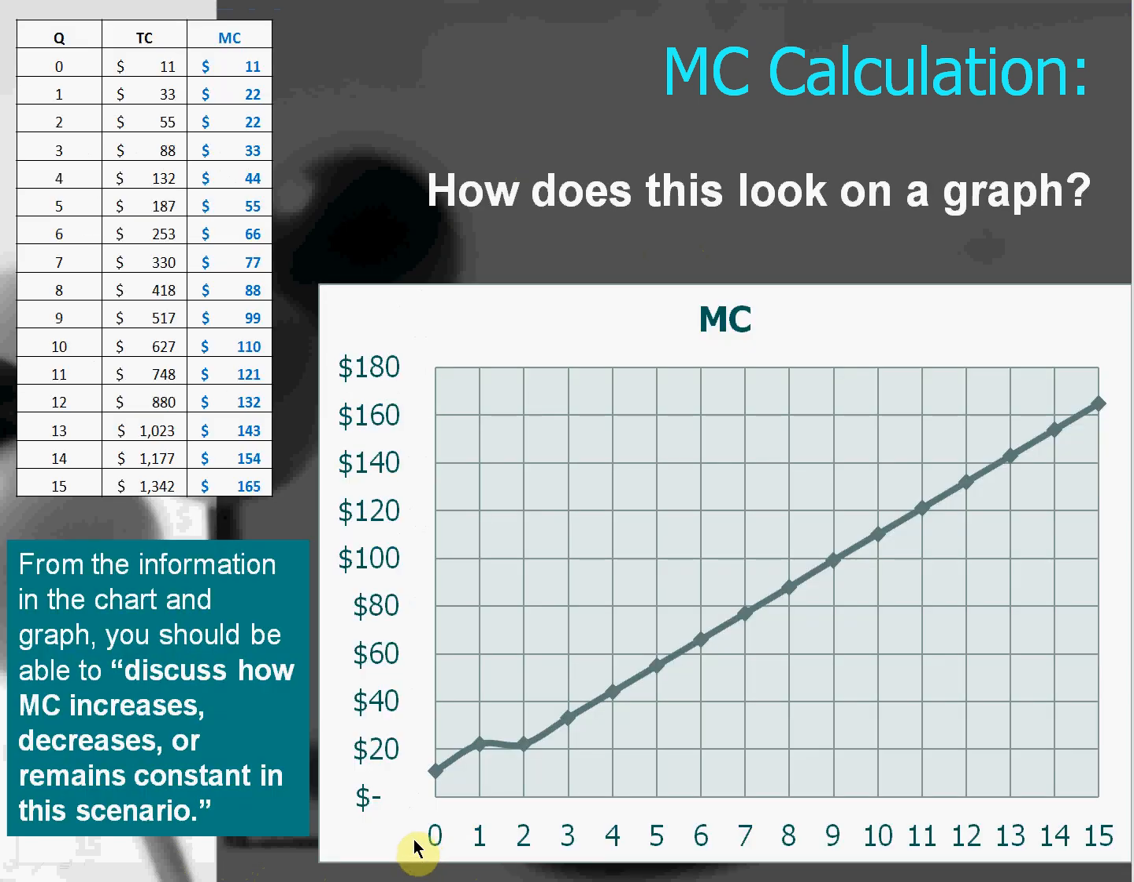What does this look like on a graph? Here you can see that the marginal cost curve increases in conjunction with quantity. Again, as you explain the relationship of increasing, decreasing, or remaining constant for your task, please consider using the chart and graph as you explain what's taking place in both.